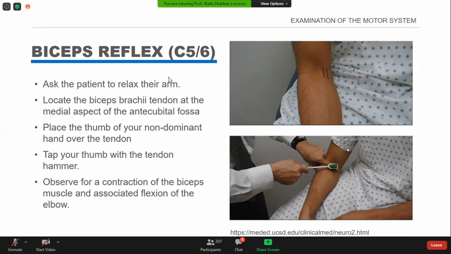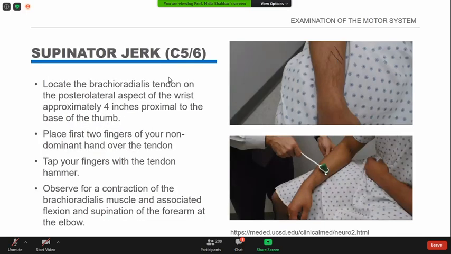This is the side where you look for the supinator reflex. With this hammer, it can be struck directly, but with all other hammers, you again have to place your fingers here at this point over the supinator tendon. Place the first two fingers of your non-dominant hand over the tendon, and then tap your fingers with the hammer. You do not directly tap this tendon, as the muscle contracts.